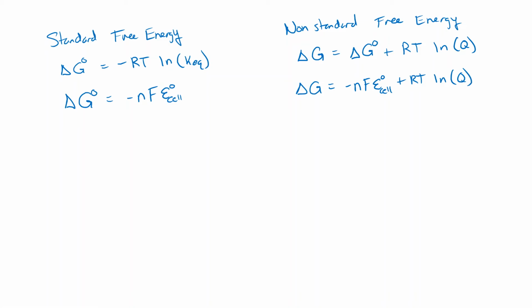But not a terribly useful one. That's a lot of calculations that we'd have to do there to get to a standard free energy. And if we know these numbers, then we already know delta G naught. So does this really help us? One thing, so this is what Nernst figured out.